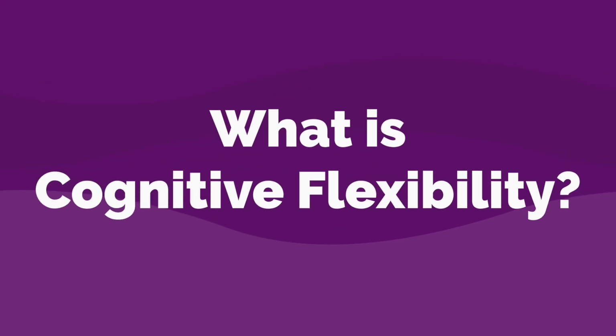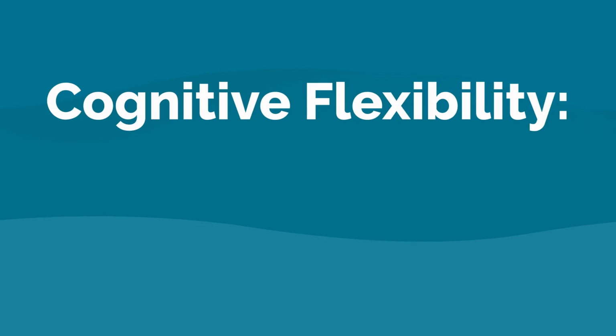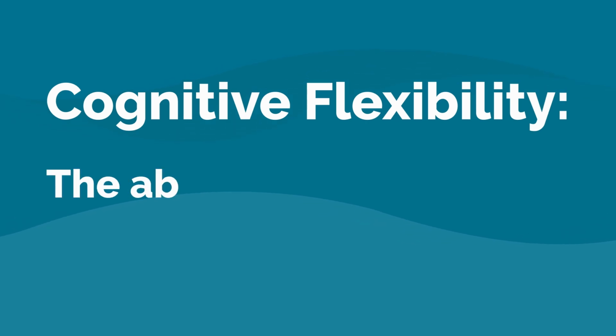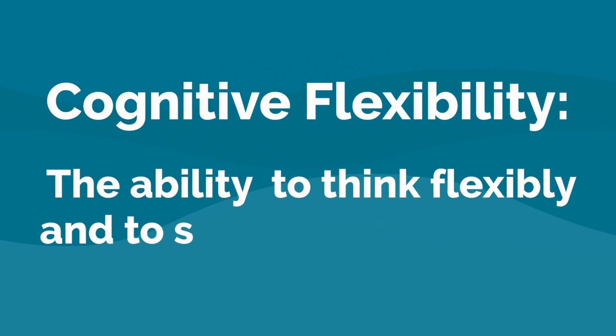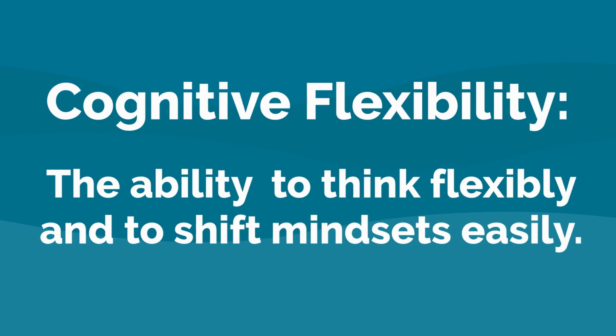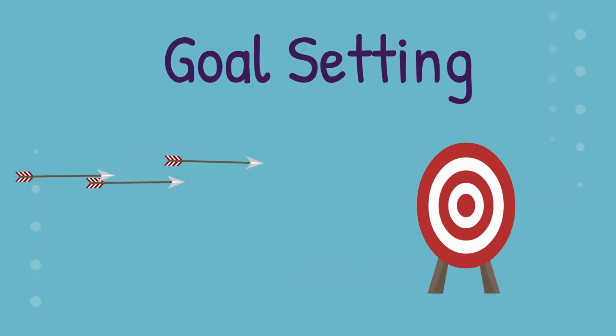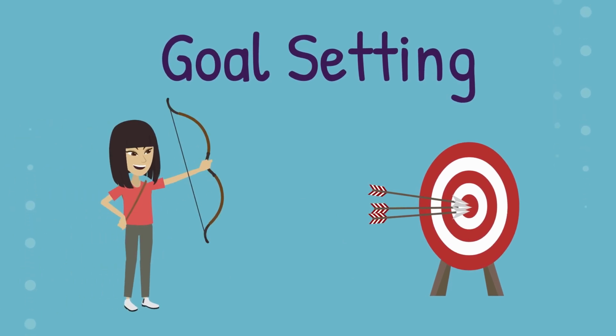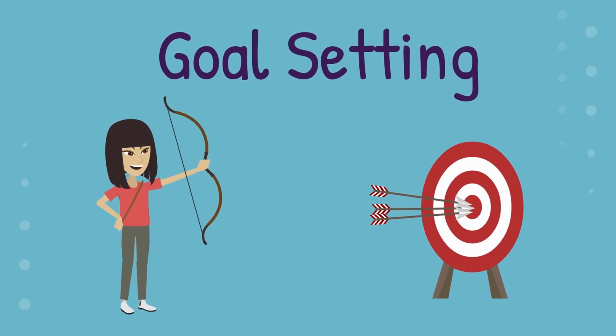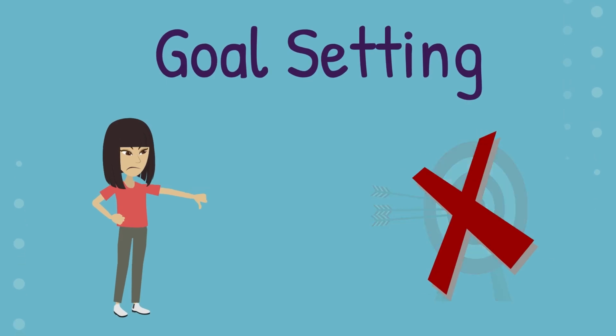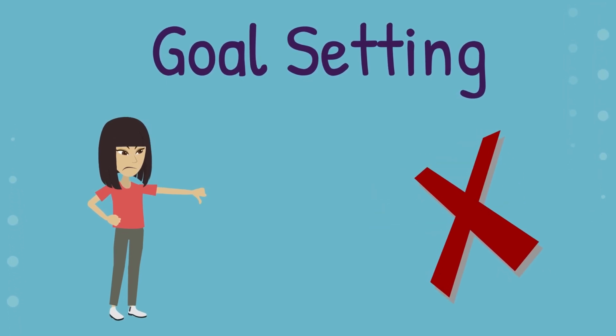The lessons in this unit teach students to develop what we refer to as cognitive flexibility. What is cognitive flexibility? Cognitive flexibility is the ability to think flexibly and to shift mindsets easily. It's the ability that allows us to adapt to unfamiliar and unexpected situations, to integrate different perspectives, and to shift between problem-solving strategies. A student's ability to learn and integrate new concepts is linked to their willingness to adopt new methods and abandon previously successful methods when necessary.